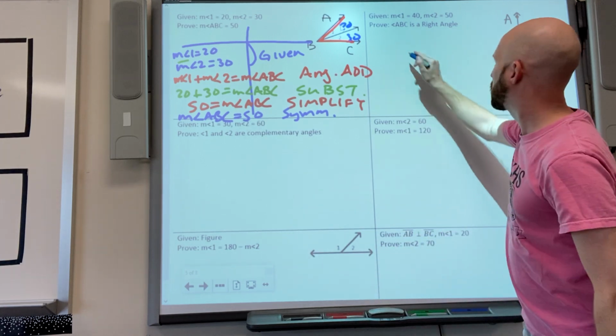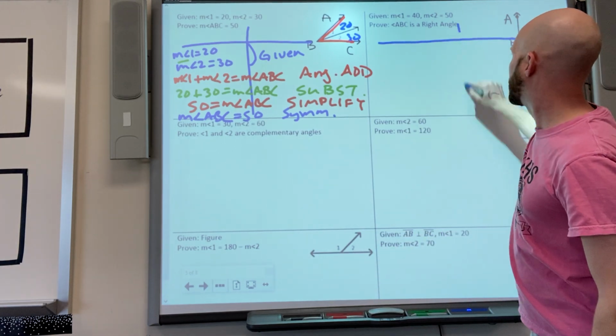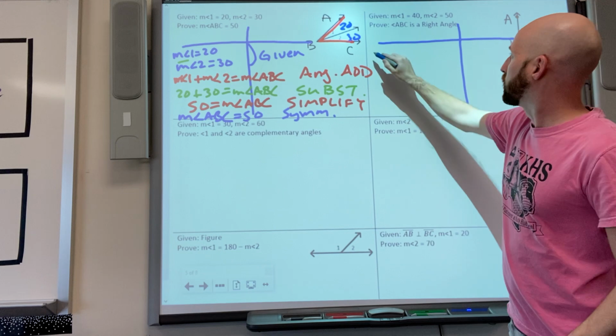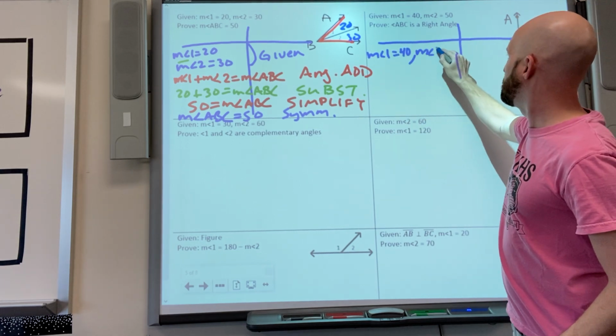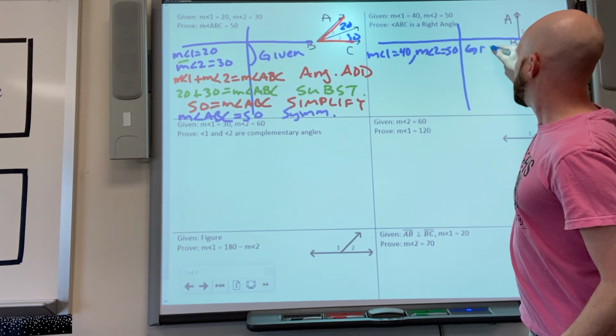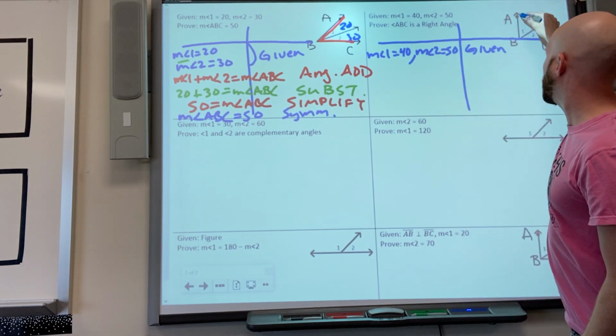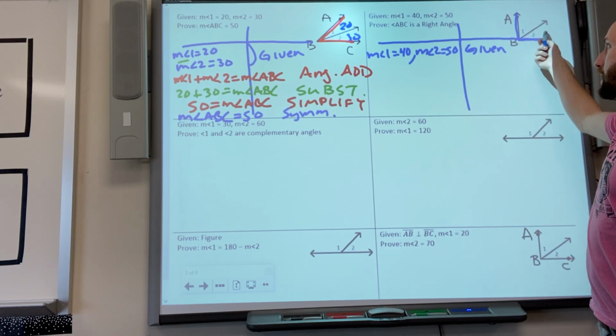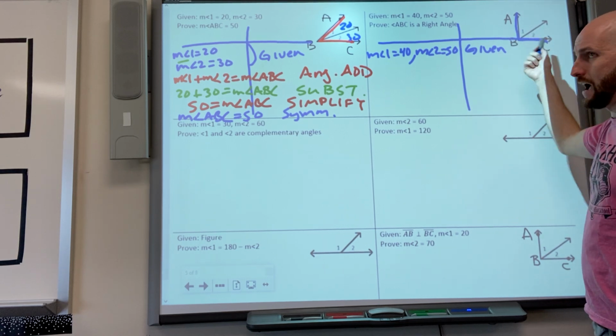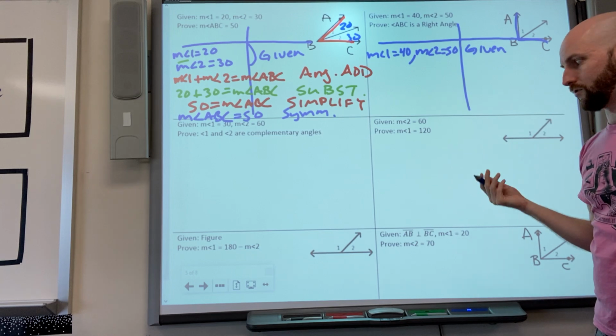All right, so let's just do some more and see how far we get. Here, I'm going to try to write this a little bit wider because I realized I had an issue with my spacing. So again, measure of angle 1 is 40, measure of angle 2 is 50. That's a given. Can I prove that ABC is a right angle? Well, the idea is, okay, yeah, 40 plus 50 is 90. If it adds up to 90, then that's a right angle just because that's what's called a right angle.